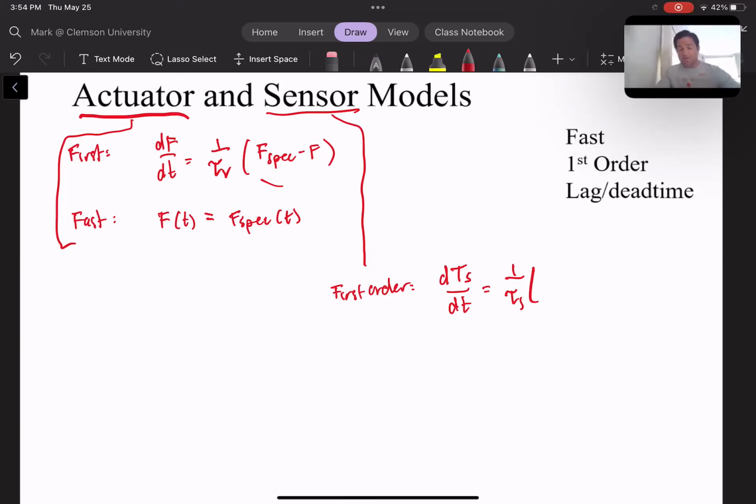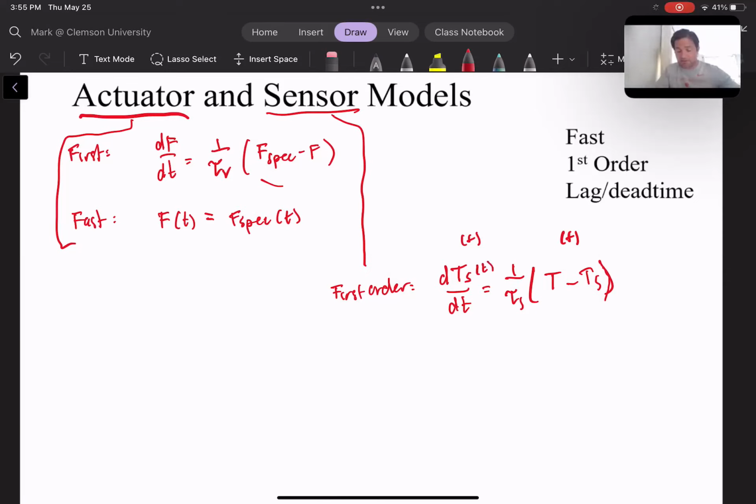Then we have the time constant of the sensor times T minus TS. Just to double check, if the temperature of the system is greater than the sensor temperature, we would expect the sensor temperature to rise. So this term being plus would result in this term being plus. So this is written correctly.